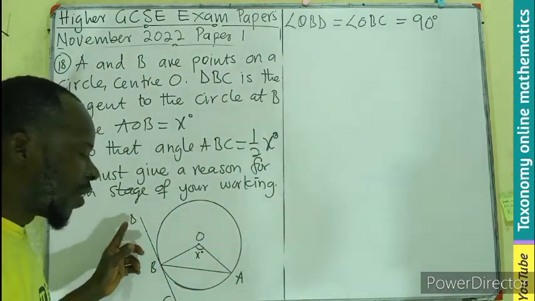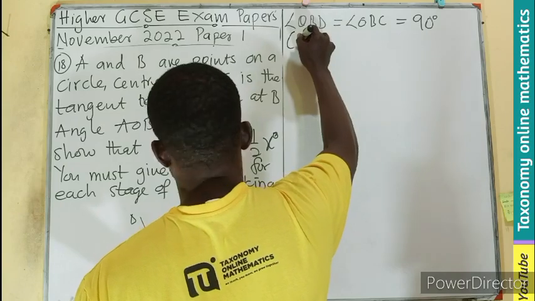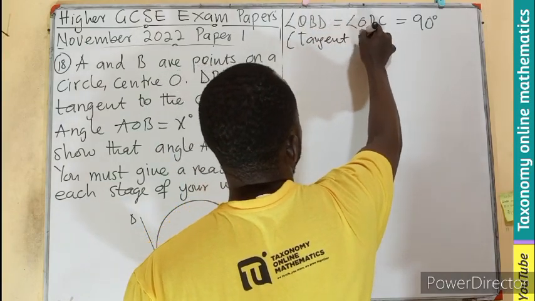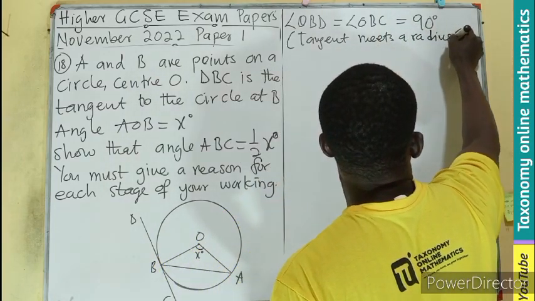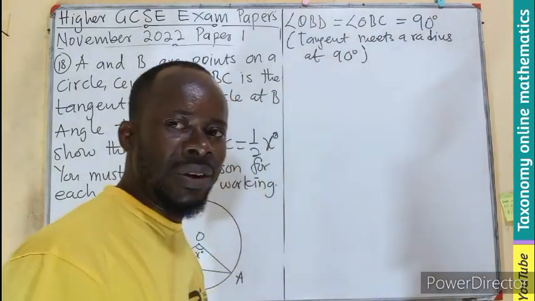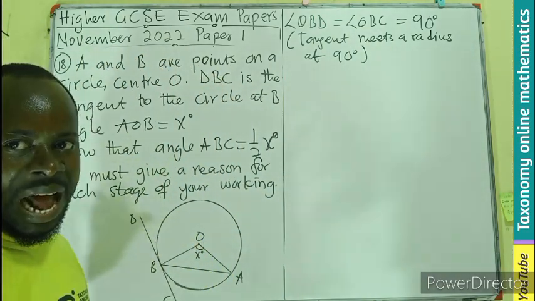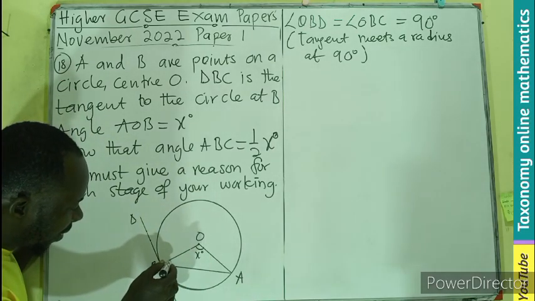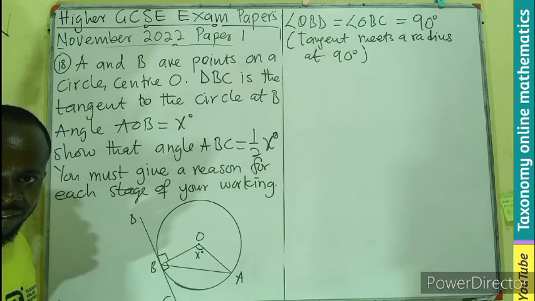So we have the working. What will be the reason? The reason is: a tangent meets a radius at 90 degrees. So that's the reason why we are saying that a tangent and a radius meet at an angle of 90 degrees. So it means the angle here is 90, the angle here is 90.